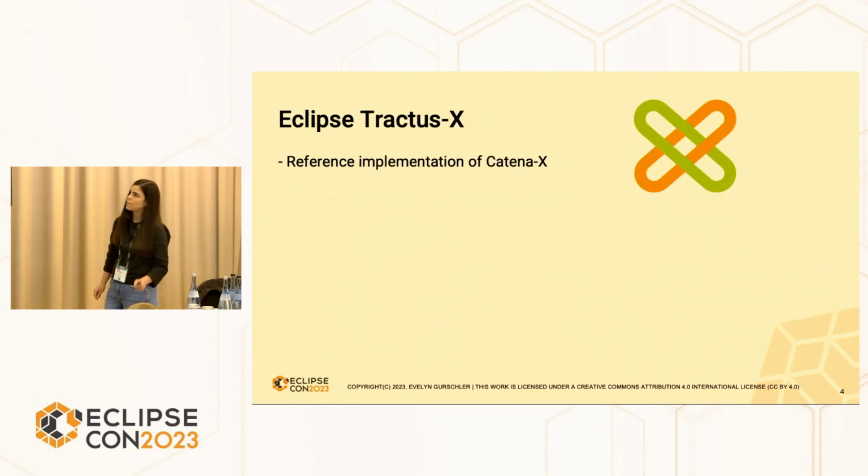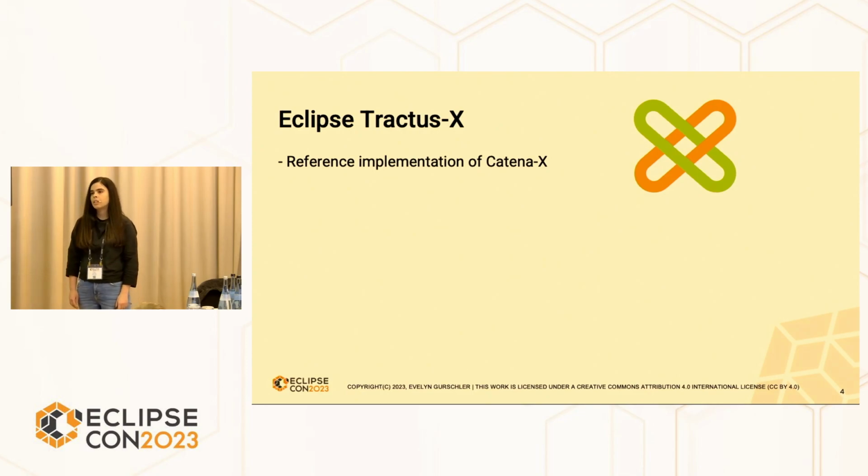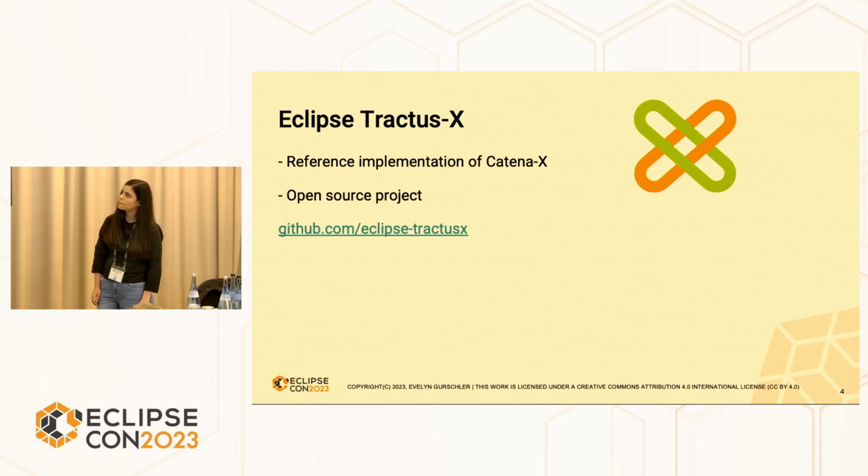So what's Eclipse Tractus-X? Eclipse Tractus-X is the reference implementation of Catena-X, and it's hosted on GitHub, and it's a really big open source project. There are over 200 developers provided by over 30 companies, and one could do an entire talk about it, which my colleague Sebastian is going to do tomorrow. So I highly suggest you also join his talk tomorrow.